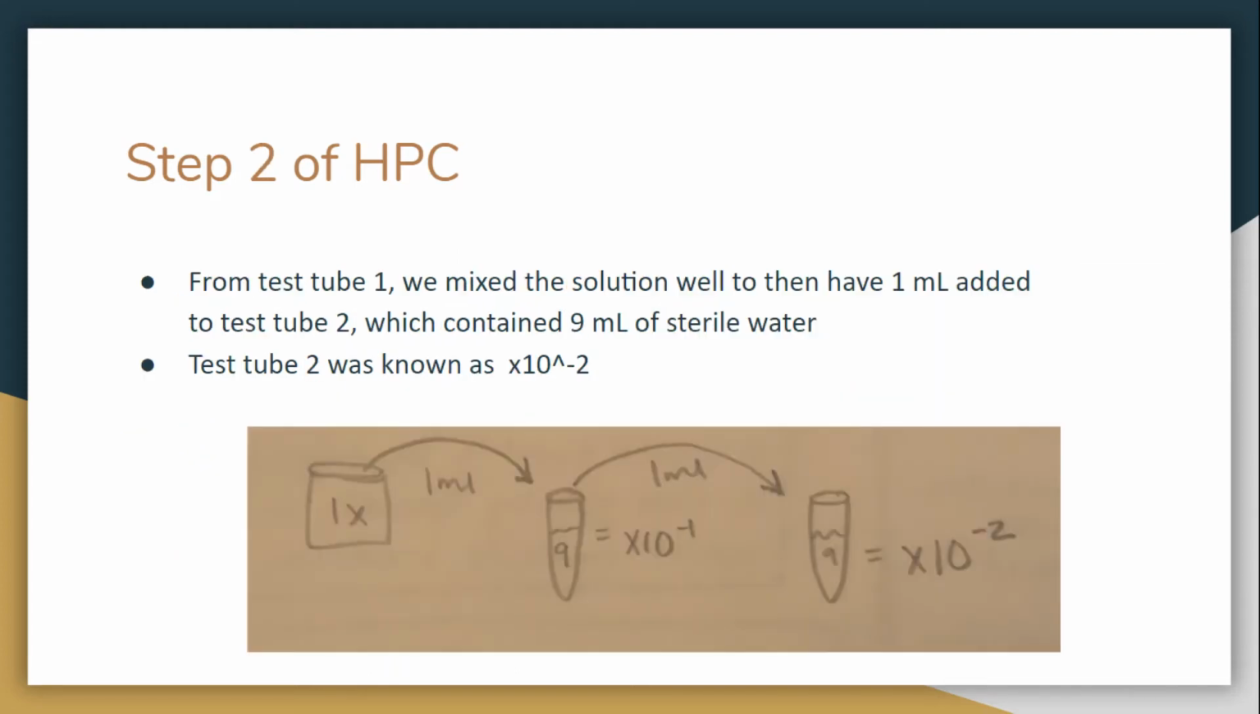Step 2 of HPC. Collect 1 milliliter of the test tube marked 10 to the power of -1 and use the pipette to mix the solution well into a clean test tube with 9 milliliters of sterile water labeled as 10 to the power of -2.